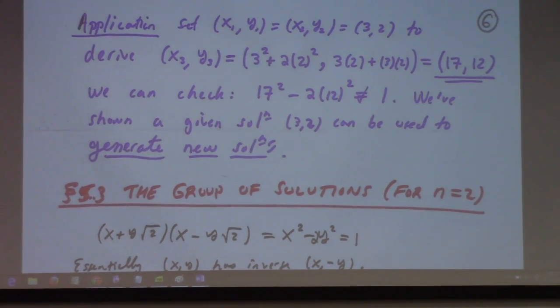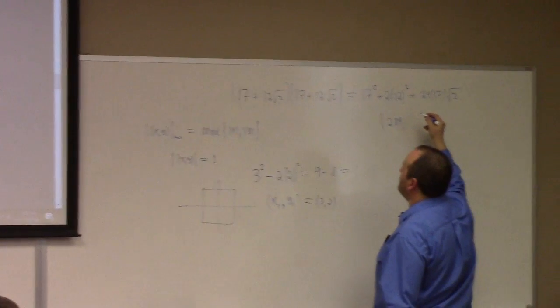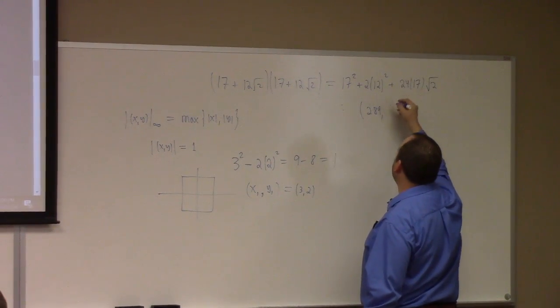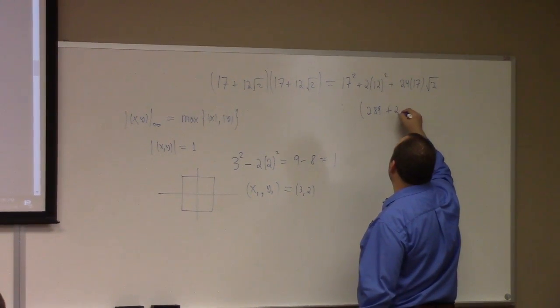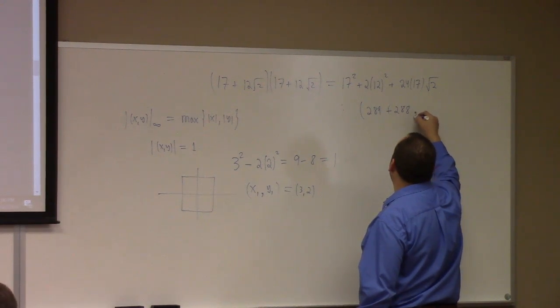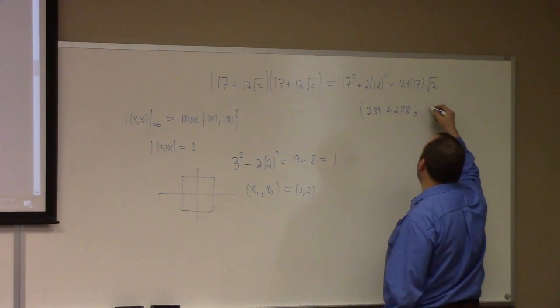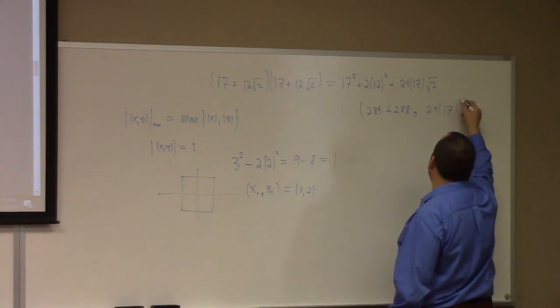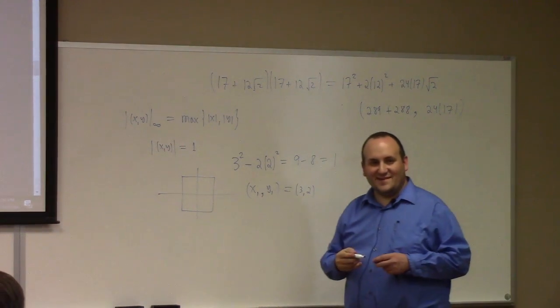17 squared plus 2 times 12 squared plus, let's see here, 24 times 17, I guess, is the coefficient of the square root of 2. So in other words, 17 squared, 289, am I right? Plus 288. And 24 times 17, whatever that is. This is another solution to Pell's equation.